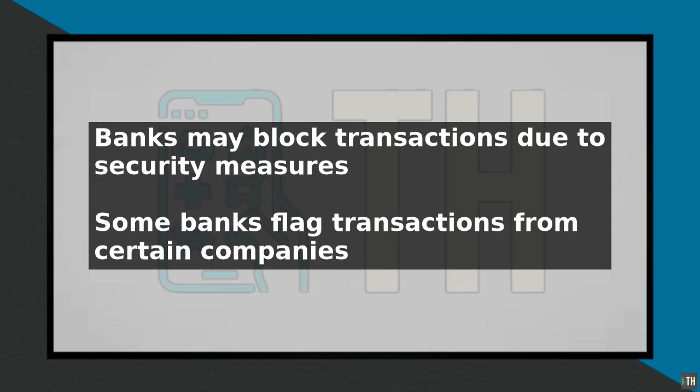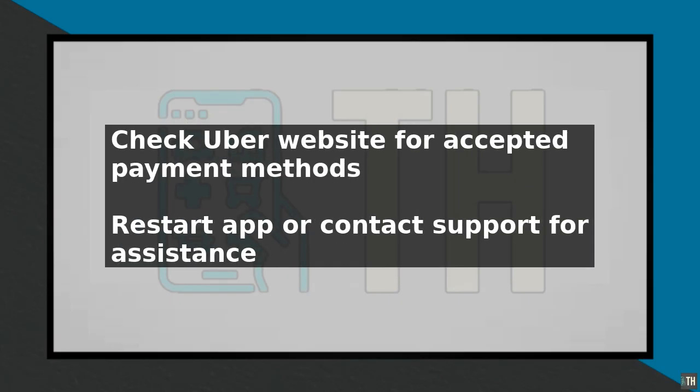To add a credit card to your Uber account, go to the payment section of the app and select Add Payment Method. Enter your credit card information and confirm that it is correct. If you are still having trouble, try restarting the app or contacting Uber support for assistance.